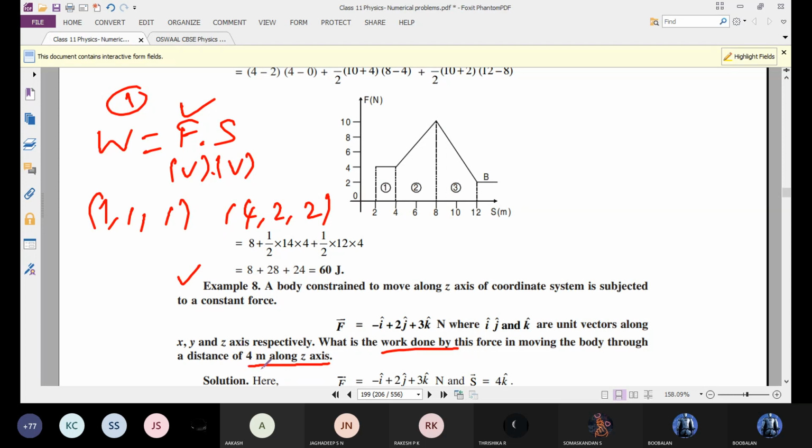Okay, 4 meter along the z-axis means no need to consider i cap and j cap because it is only placed in the z-axis. You can take only the z value. 4 k cap. So what about the value of i cap and j cap? It is 0.